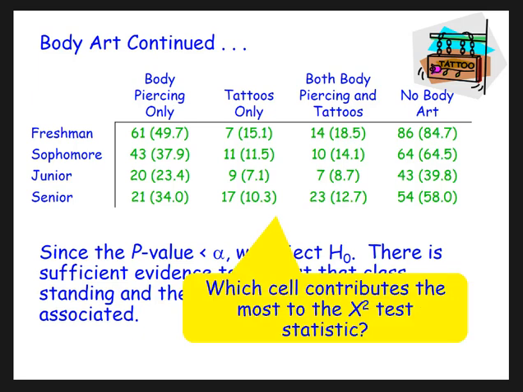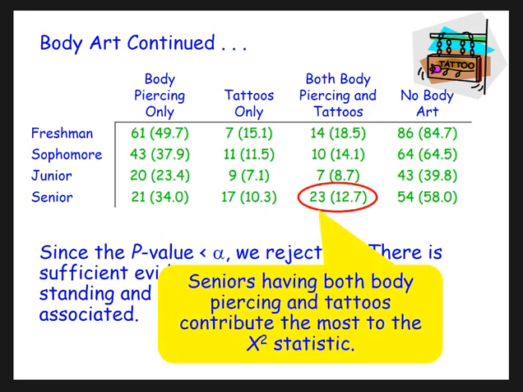Again, which cells contribute the most to our chi-squared statistic? Well, the 23 and the 12.7 are the ones that are the furthest apart, so that is our biggest contributor. So that would be the group that seems to be the most different from the rest. So that is the chi-squared test. We'll come back and do an ANOVA test in just a little bit.